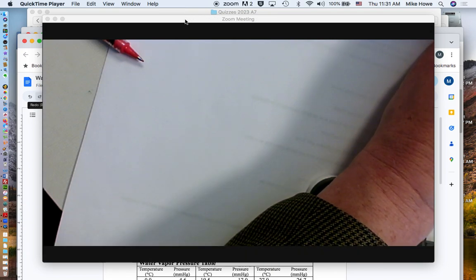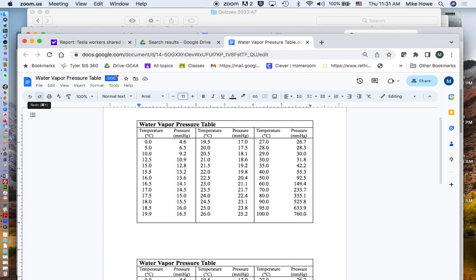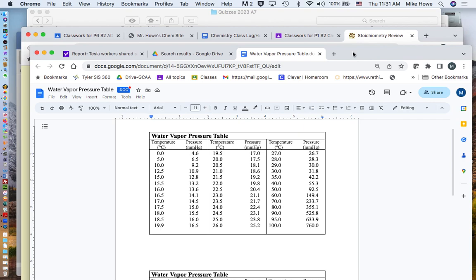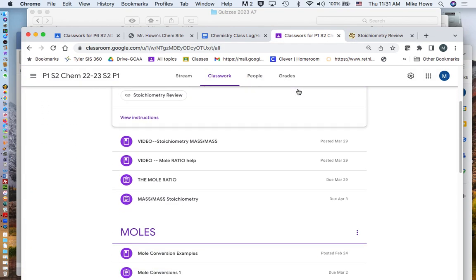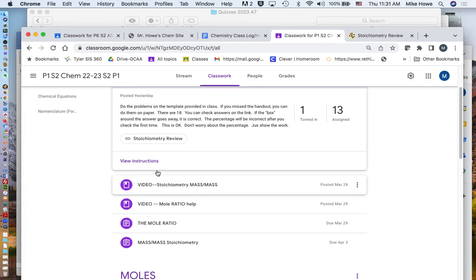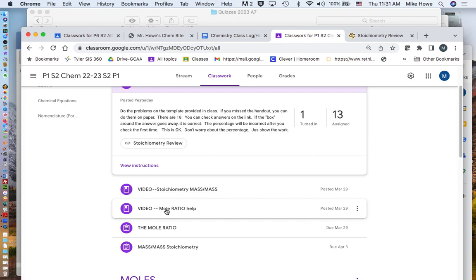So this is a review of the third type of problem that we have in a stoichiometry assignment sequence. Remember, step number one, or assignment number one, was the mole ratio assignment. And if you're confused about that one, I made a little video about that right here, video mole ratio help. The second assignment was mass-mass stoichiometry, and there's a little video here about how to do that.